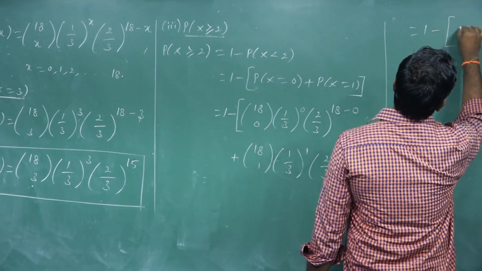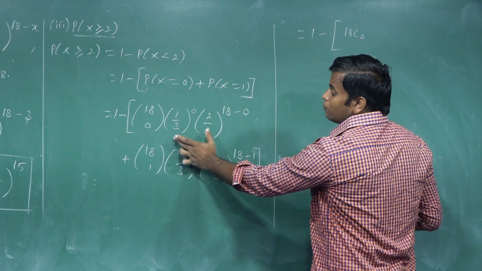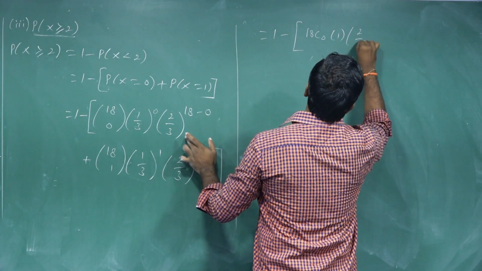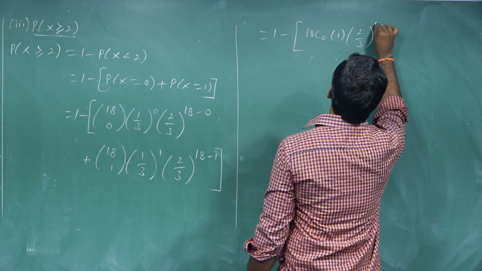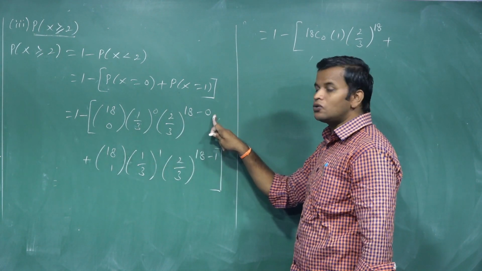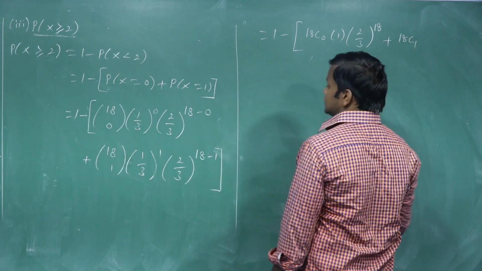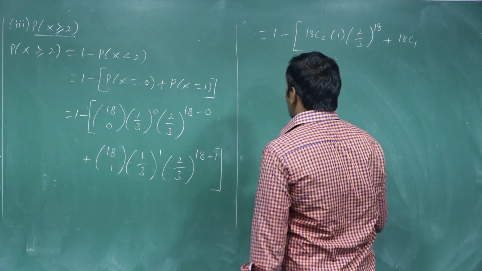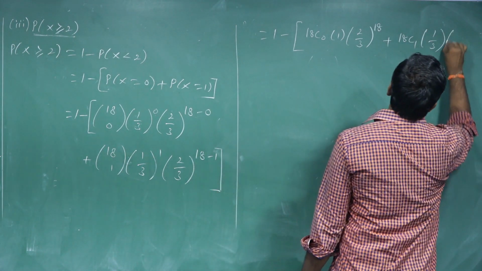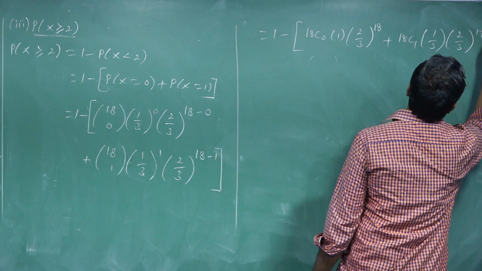1 minus half. 18C0: the value of 1 by 3 whole power 0 is 1. 2 by 3 whole power 18, that value is 1. 2 by 3 whole power 18 minus 0 is 18. Plus 18C1. 1 by 3 whole power 1 is 1 by 3. And 2 by 3 whole power 18 minus 1 is 17.